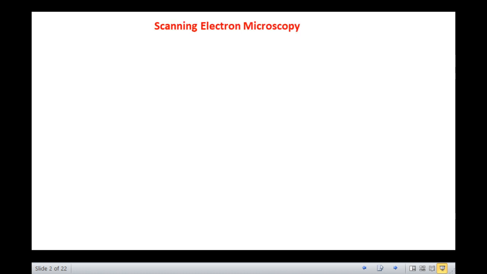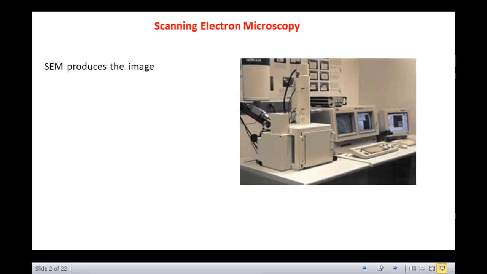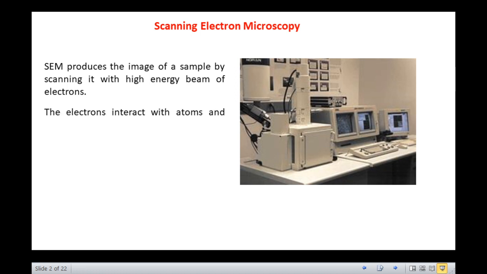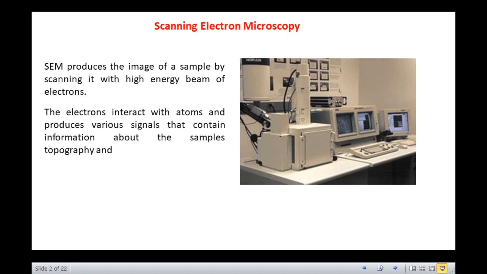SEM produces the image of a sample by scanning it with a high energy beam of electrons. The electrons interact with atoms and produce various signals that contain information about the sample's topography and composition.